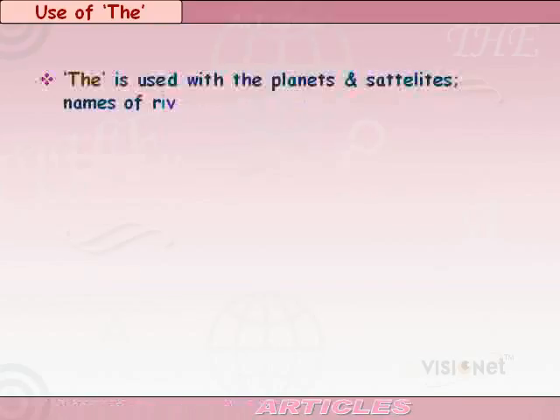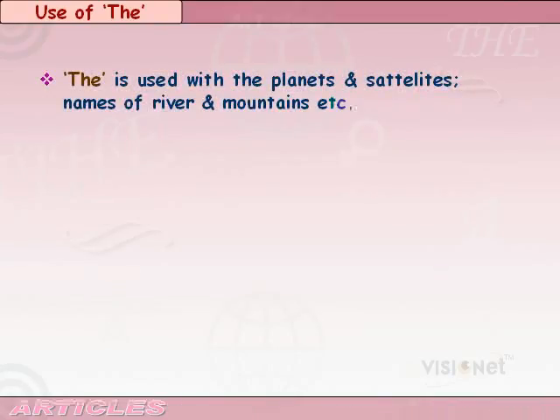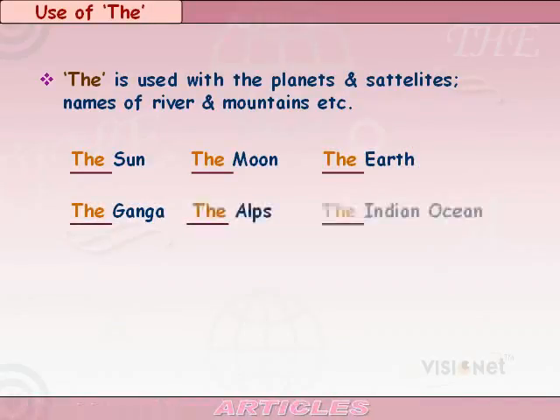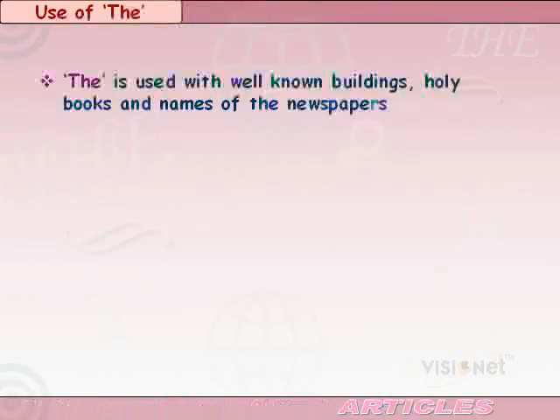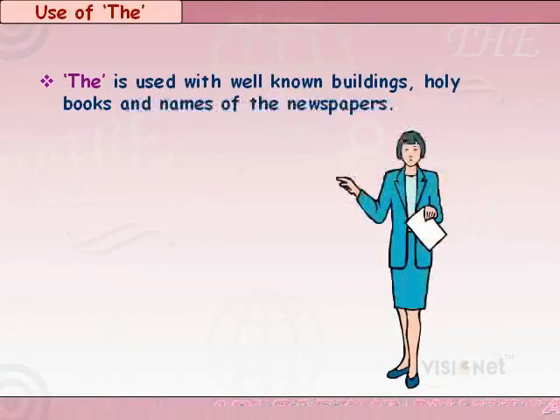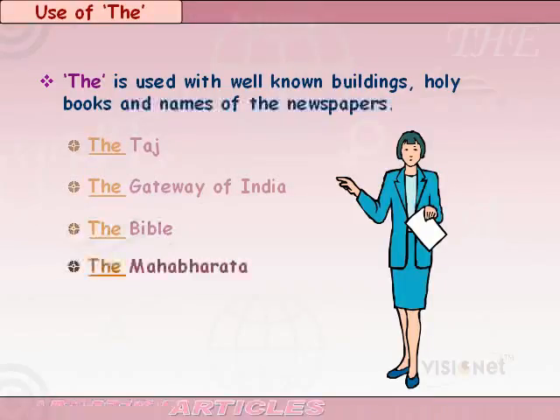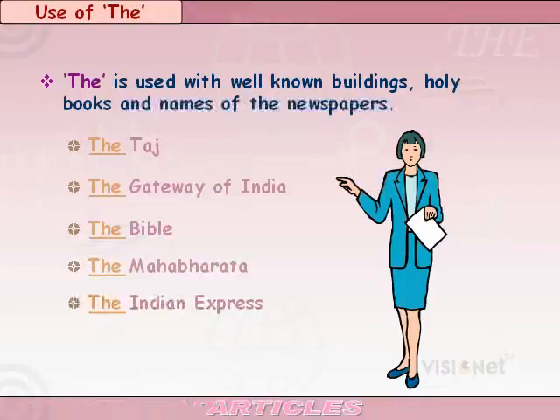The is also used with the planets and satellites, names of rivers and mountains. For example, the sun, the moon, the earth, the Ganga, the Alps, the Indian Ocean. The is used with well-known buildings, holy books, and names of the newspapers. For example, the Taj, the Gateway of India, the Bible, the Mahabharata, the Indian Express, the Times of India.